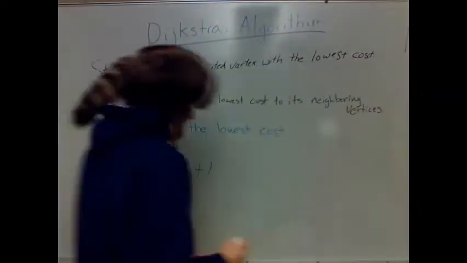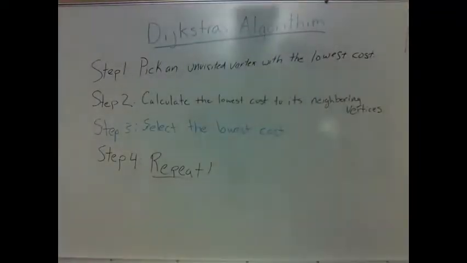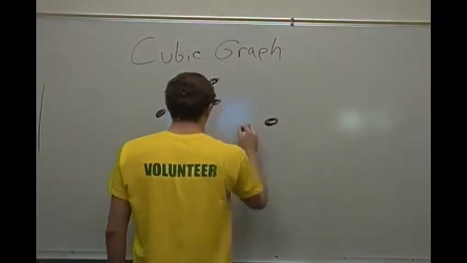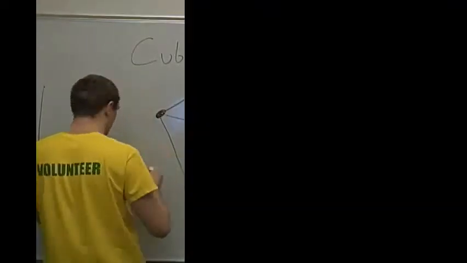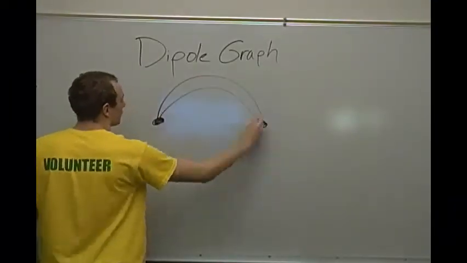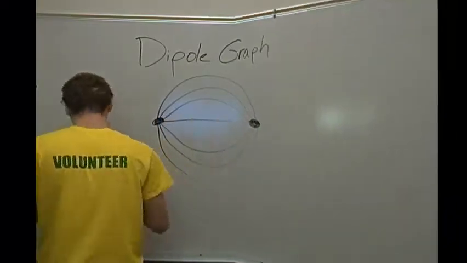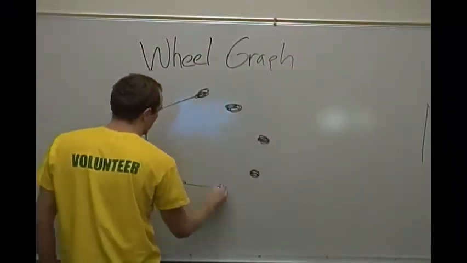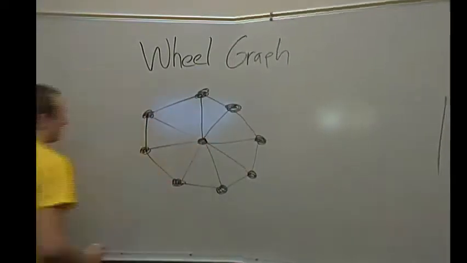But in order to apply it, we had to understand the sample space we would be working on, graphs. First we have the cubic graph, where each vertex has 3 edges. Then we have the dipole graph, a graph of 2 vertices with any number of edges in between. The wheel graph is a graph of 1 vertex in the center and any number of vertices connected around it.